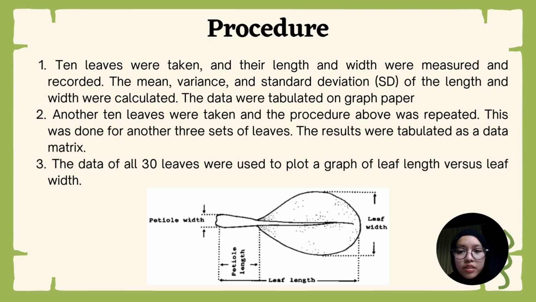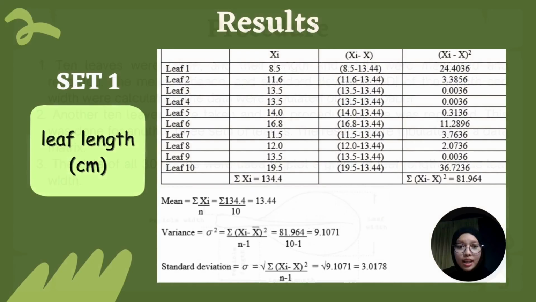Firstly, 10 leaves were selected and their length and weight were measured. Next, the mean, variance, and standard deviation were calculated. This procedure was repeated for 3 sets of leaves, giving a total of 30 leaves. The combined data were used to plot a graph of leaf length versus leaf width. So next, let's take a look at the result that we have recorded.